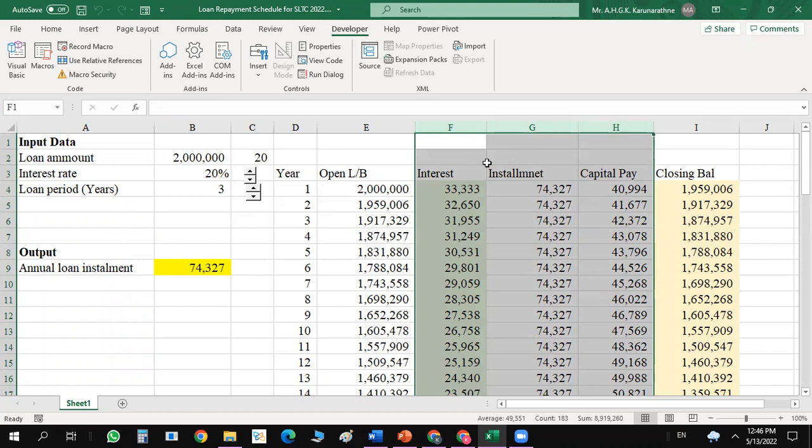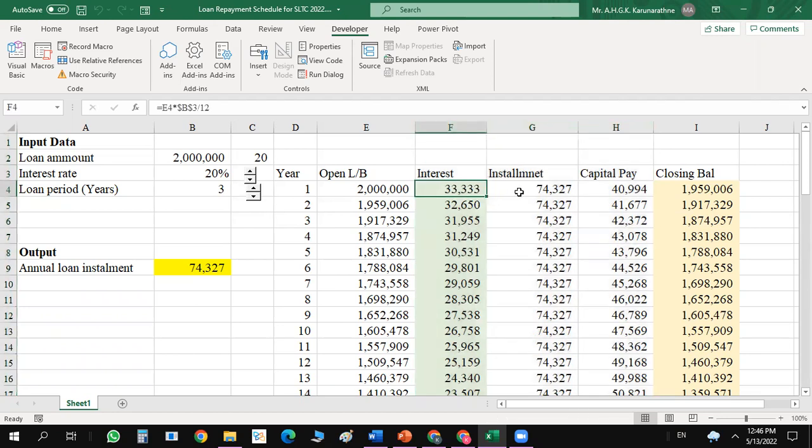Why? Because these are the open balance and closing balance. So the open balance depends on the opening amount you borrowed. That is straightforward. And the closing balance is a function of open balance plus interest, minus installment. So accordingly, closing balance and open balance are very straightforward. They can be easily computed. The important thing is how to compute interest, installment and capital payment.